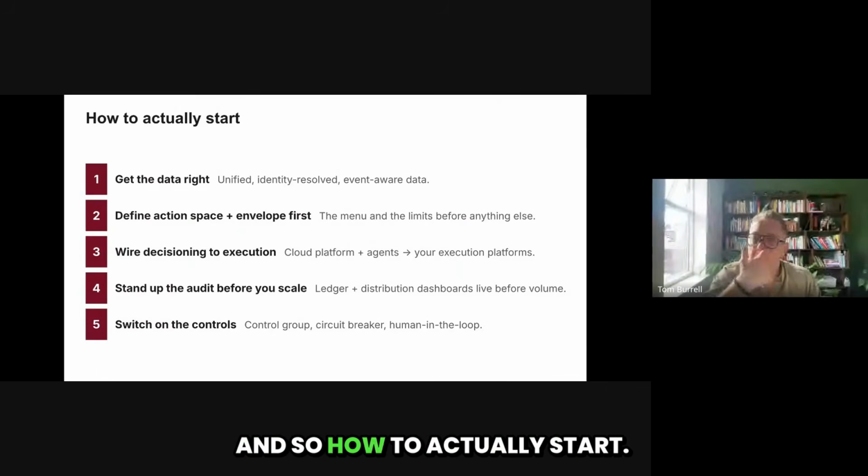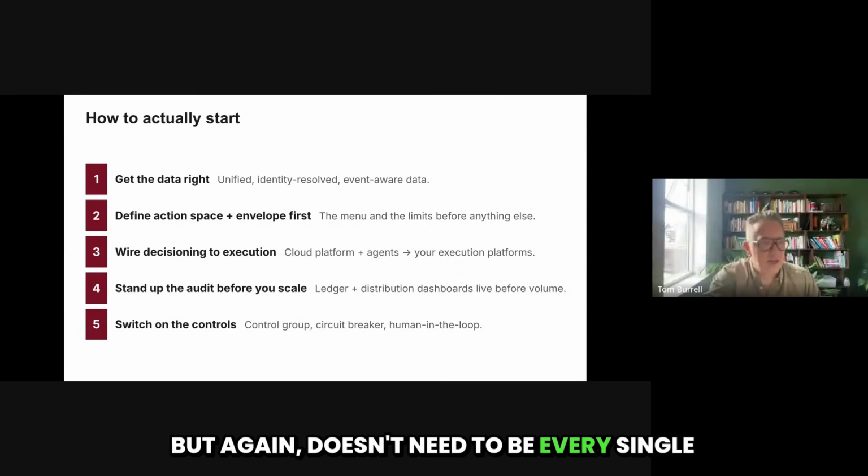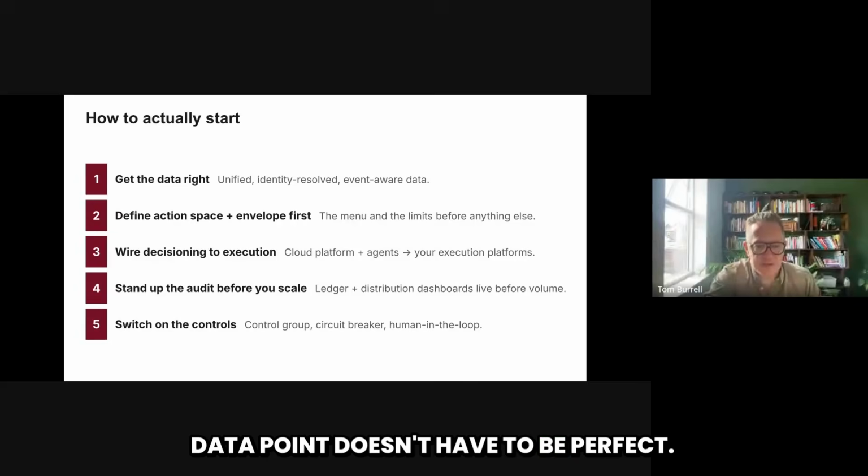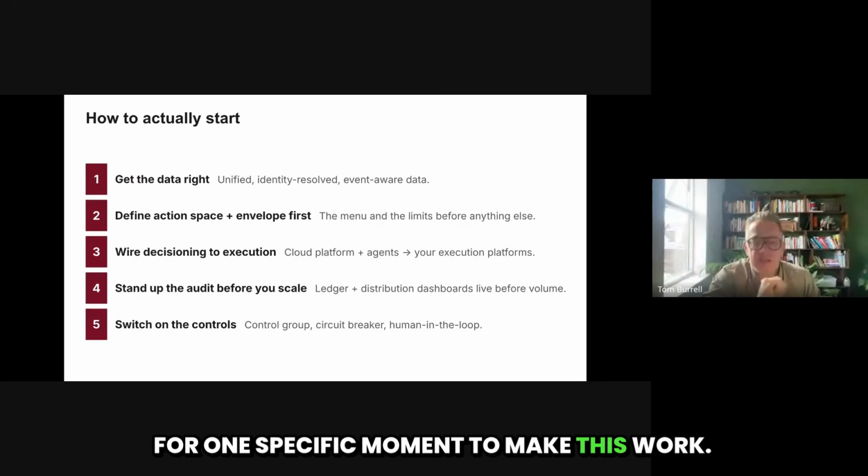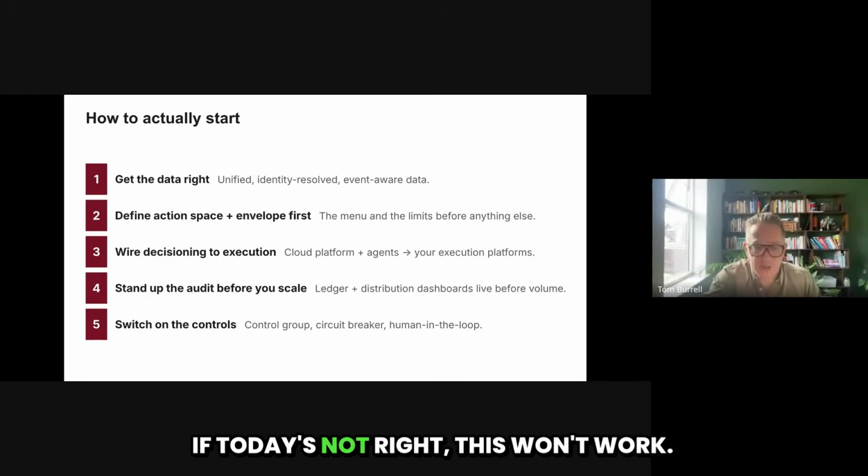And so how to actually start? Firstly, get the data right. It doesn't need to be that every single data point is perfect, but you do need at least like 15, 20 events for one specific moment to make this work. But you need your data right. If it's not right, this won't work.